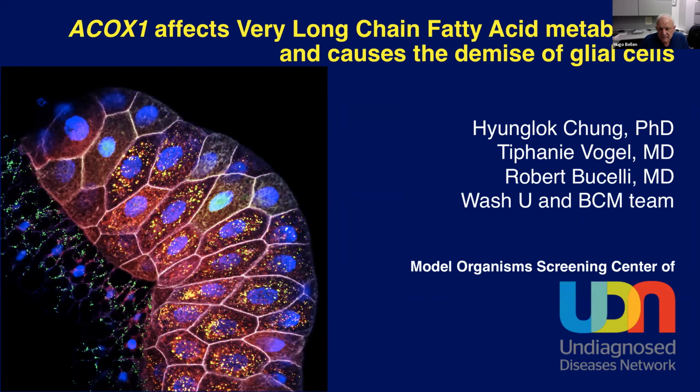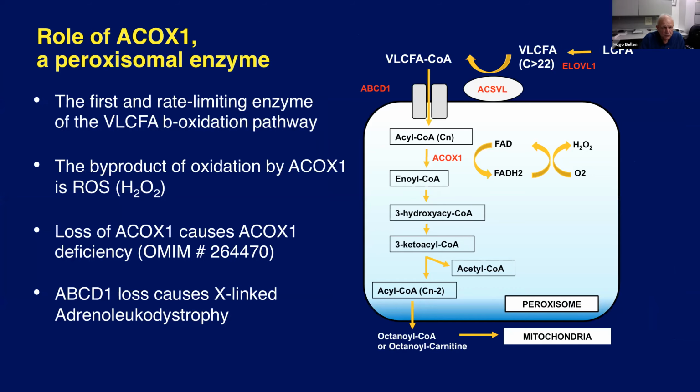ACOX1 was a gene that we showed affects the very long chain fatty acid metabolism and causes the demise of glia. And this was, again, a collaboration between teams at WashU, Baylor, and the people that are involved in it, especially Lok Chung in my lab, did most of this work.